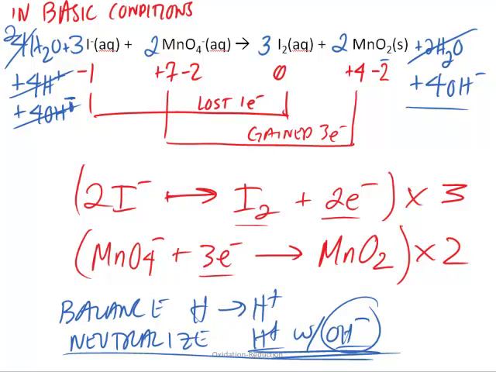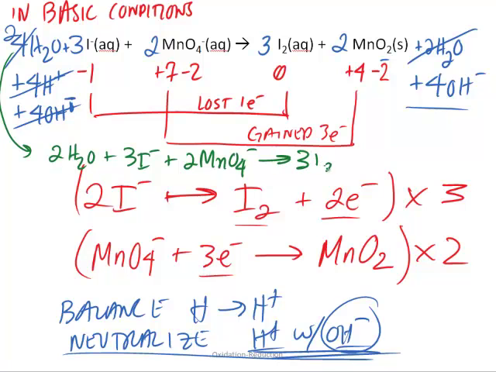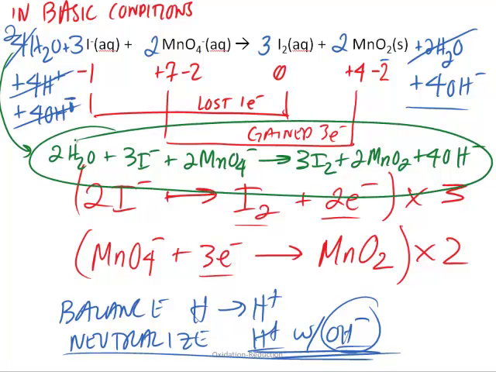And so if I wanted to rewrite this a little bit cleaner, my final balanced chemical reaction is 2 waters plus 3 iodides plus 2 MnO4 minus ions gives me 3 iodines plus 2 MnO2s plus 4 hydroxides. Okay? And so, the value written in green is my final balanced chemical reaction for this redox reaction. Make sure you always have hydroxides left over if you have basic conditions.